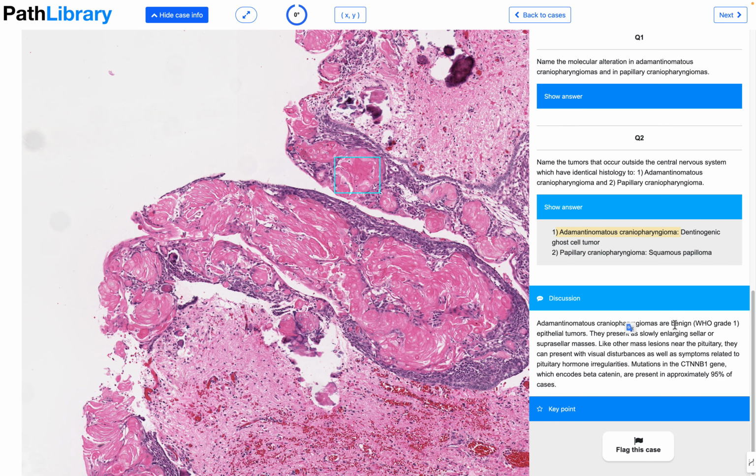So these are benign WHO grade 1 epithelial tumors. They are in the sellar or suprasellar region. They can present with visual disturbances as well as symptoms related to pituitary hormone irregularities, and mutations in the CTNNB1 lead to beta-catenin overexpression, nuclear overexpression in adamantinomatous craniopharyngioma.